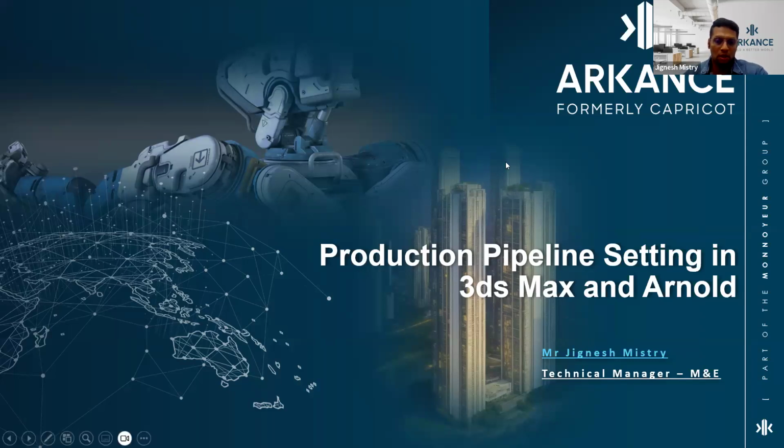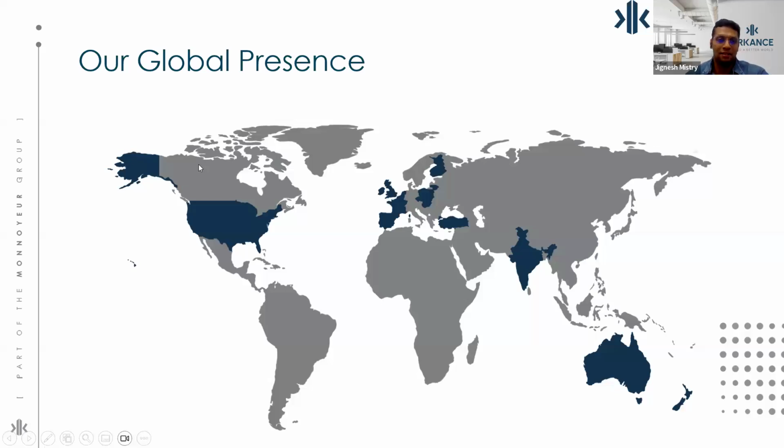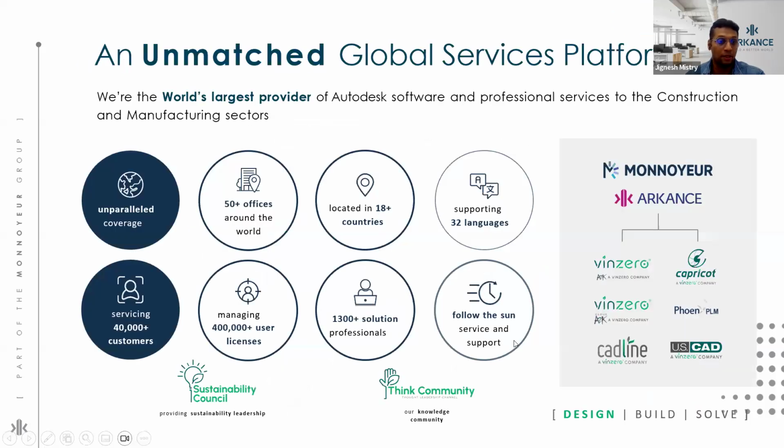Right. So this is what Arkansas is. Arkansas has a global presence, right from America till Australia, and right now we are residing in India. We have been over 50 offices across the globe, and we are part of Monia. This is the entire journey of our company, formerly Capricorn, then taken over by Arcans.